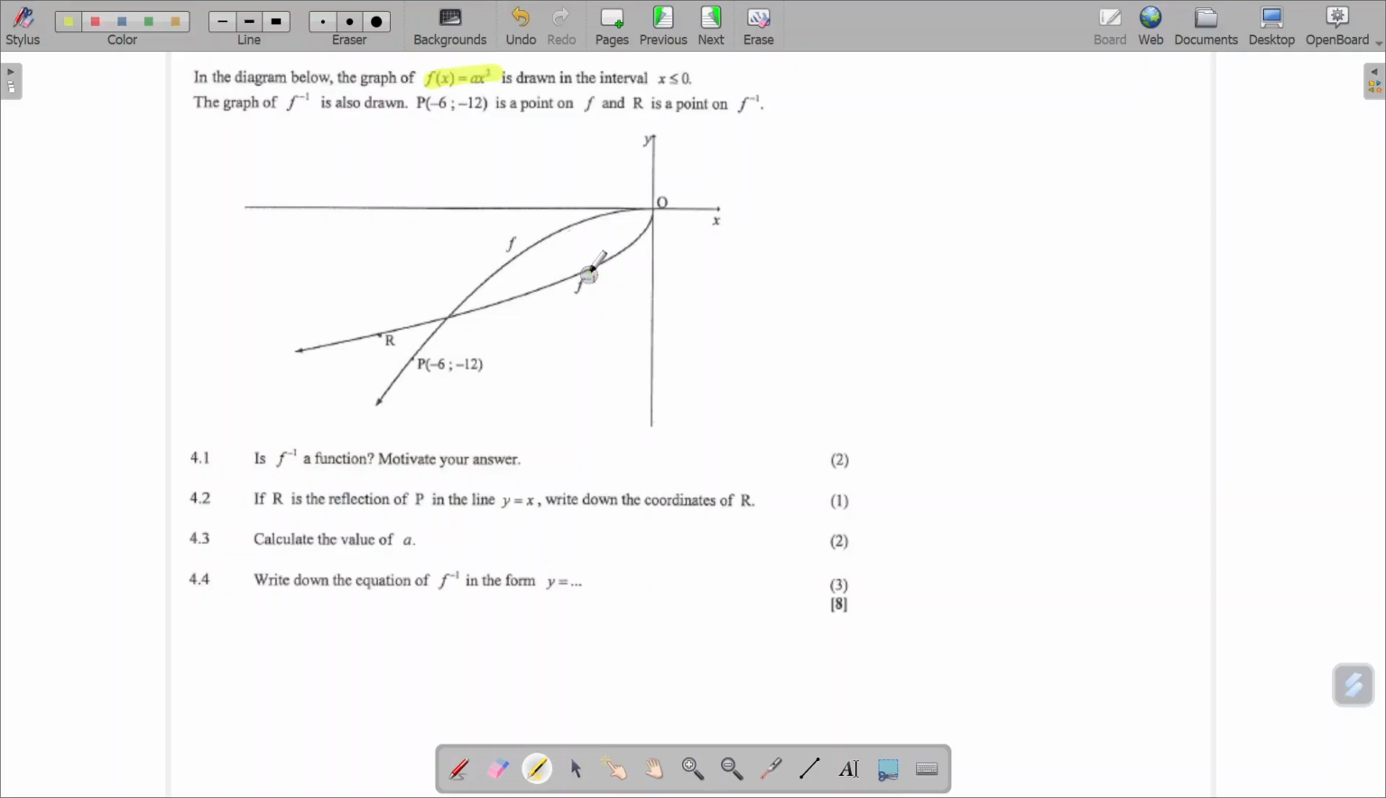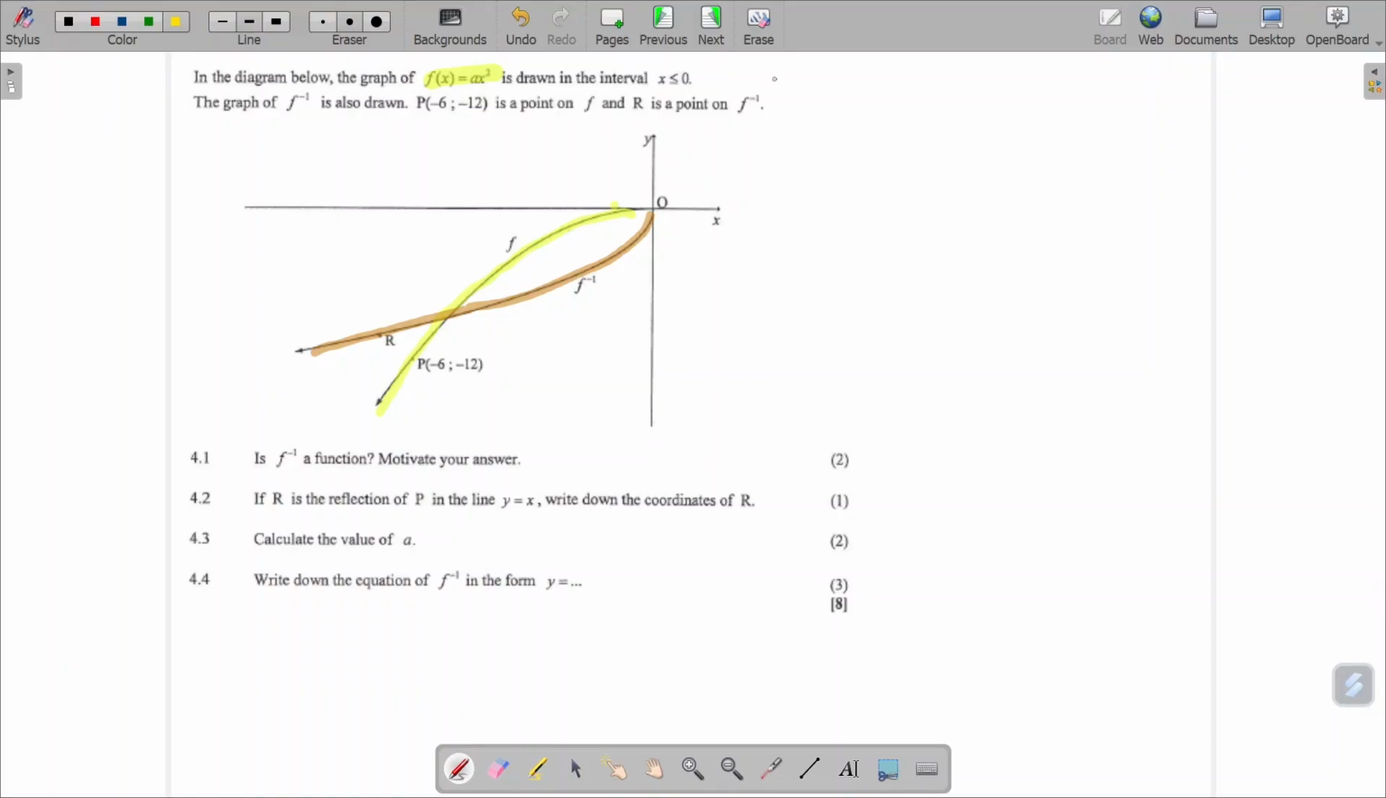F of x is that one, and it is this function here. Okay, it's this one coming down here. Okay, f to the minus 1 is the other one, which is sitting over here. Now, because we've got a negative parabola, I'm hoping that what is screaming at you is that therefore a should be less than 0. Okay, the graph of f to the minus 1 of x is drawn.